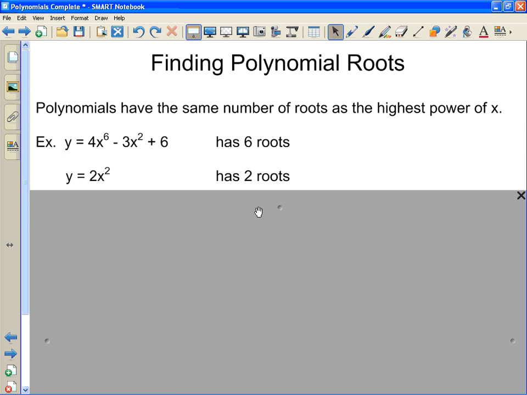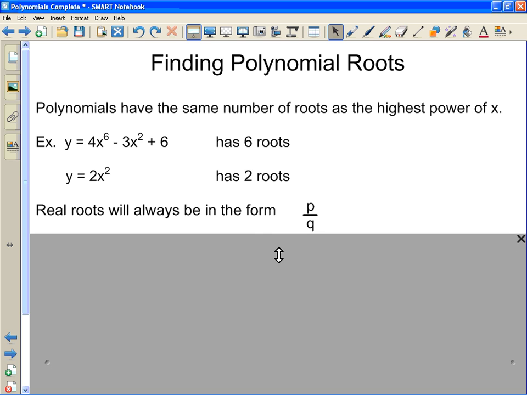All right, so let's start by just figuring out how many roots we should be looking for. Polynomials are always going to have the same number of roots as the highest power of x. And that's total roots, so this isn't necessarily real roots. I'll be able to show you how to find out how many real roots you have. But if I have this first equation, I know it's going to have 6 roots because my highest power of x is a 6. This one's going to have 2 roots. Sometimes you're going to have repeated roots, which means it's going to bounce off of a root, so that one counts for 2. If it goes through, that counts for 1.